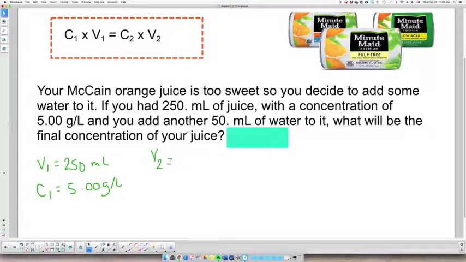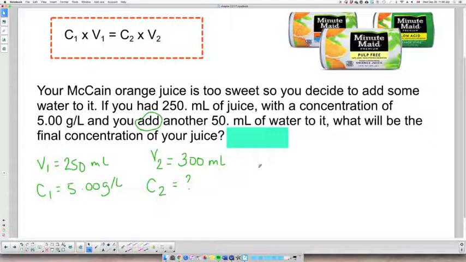So V2: it says that you're adding, so you have to be careful about that when you read the problem. This is not my final volume. I'm adding water to my initial volume. So 250 plus another 50 gives me 300 ml, right? Because I had 50 plus 250. And I'm looking for my final concentration.